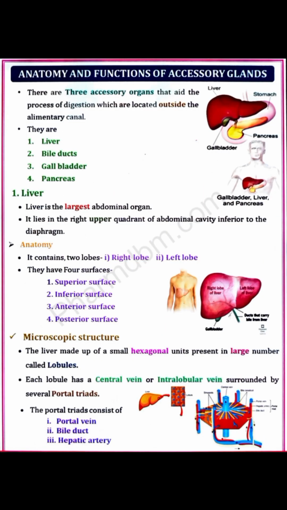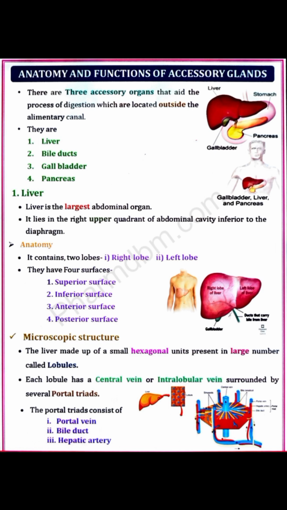Anatomy and functions of accessory glands. There are 3 accessory organs that aid the process of digestion which are located outside the alimentary canal. They are liver, bile ducts, gallbladder, pancreas. First one, liver. Liver is the largest abdominal organ. It lies in the right upper quadrant of abdominal cavity, inferior to the diaphragm. Anatomy. It contains 2 lobes, right lobe and left lobe. They have 4 surfaces: superior surface, inferior surface, anterior surface, posterior surface.